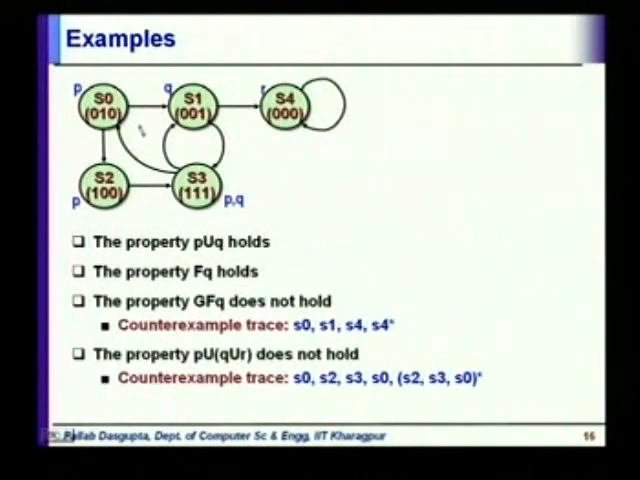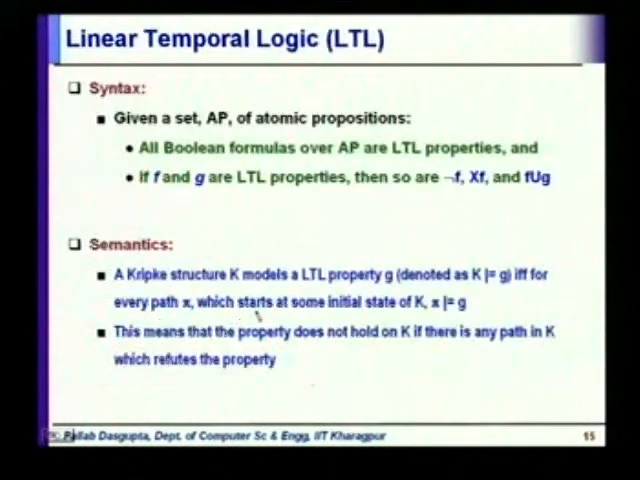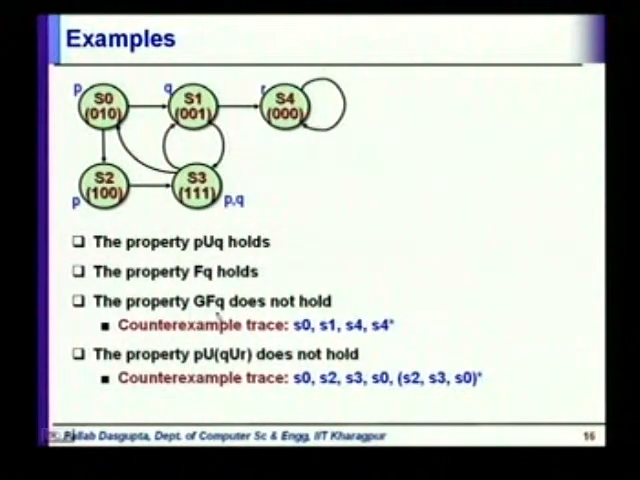If you want, FQ will also hold because of the same reason. Along this path Q holds here, along this path Q holds here. So there are no other ways that you can get out of the start state, right? The property GFQ does not hold. And what is a counter example for that? The counter example is the trace S0, S1, S4 and then S4 forever. So that's this trace. If we look at this trace, then GFQ does not hold.